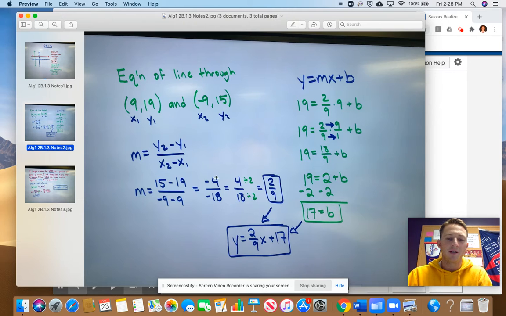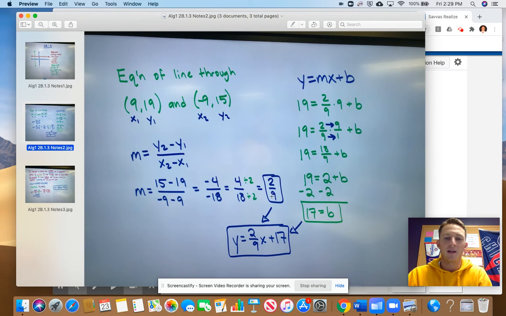Well, 15 minus 19 is -4, and -9 minus 9 is going to be a smaller negative, right? A number further left on the number line. So we have -18. A negative divided by a negative is a positive, so I took away the negatives right here. And then let's simplify this fraction. We can see that 2 goes into 4 and 2 goes into 18. 4 divided by 2 is 2. 18 divided by 2 is 9, so our slope is 2 over 9.